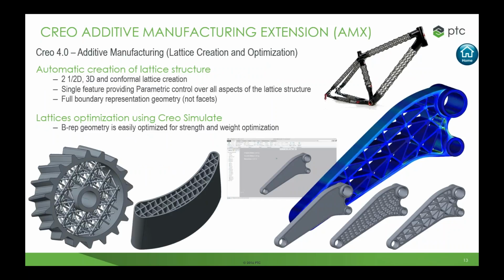There's a new Creo Additive Manufacturing extension. This allows us to automatically create lattice structures in our models, either 2.5D or 3D, and conformal lattice creation. This is a single feature providing full parametric control over all aspects of the lattice structure and full boundary representation of the geometry, not facets. These lattice structures can be optimized in Creo Simulate.